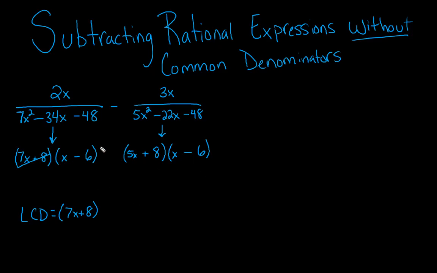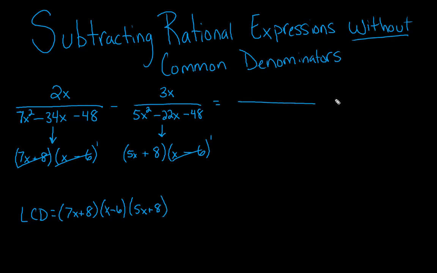We have an x minus 6 and an x minus 6. Remember, those are both to the first power, so we just need to use the one with the bigger, and they're the same, so we can really use either one. So we'll get rid of those. Don't need to repeat them. And then finally, we have 5x plus 8. So here is our least common denominator.